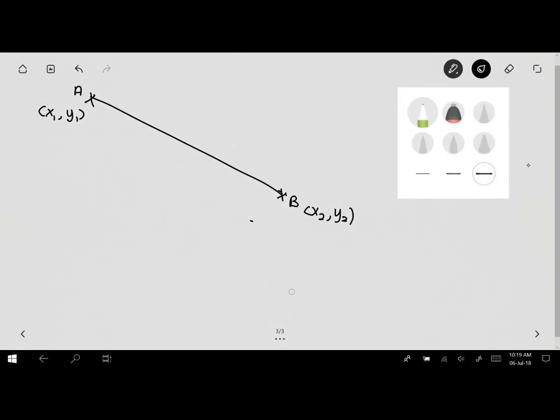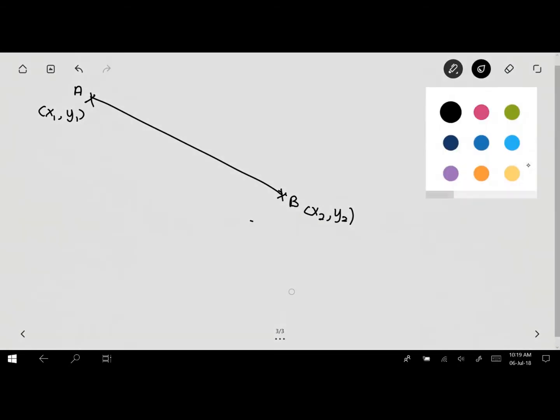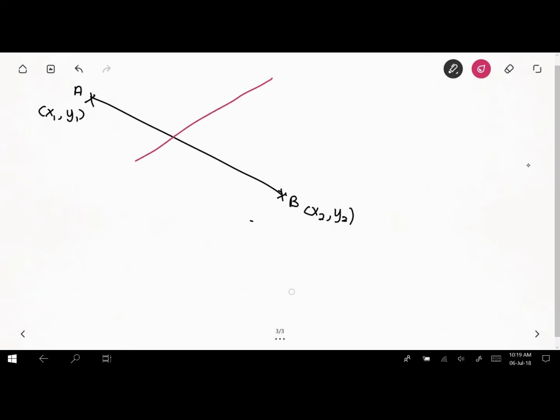Now, assuming that these two lines actually intersect with each other, which we have done earlier, you have another line with points C and D. Each of them has coordinates x3, y3, and x4, y4 respectively. Now, to start off the discussion, let us see how linear lines are represented.